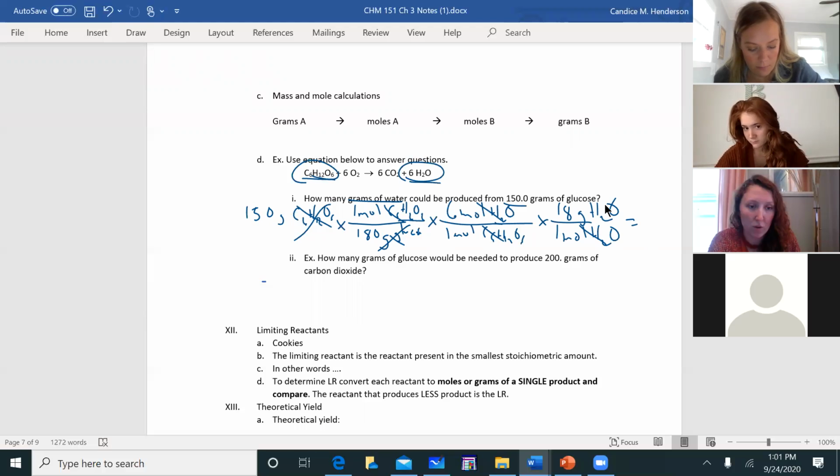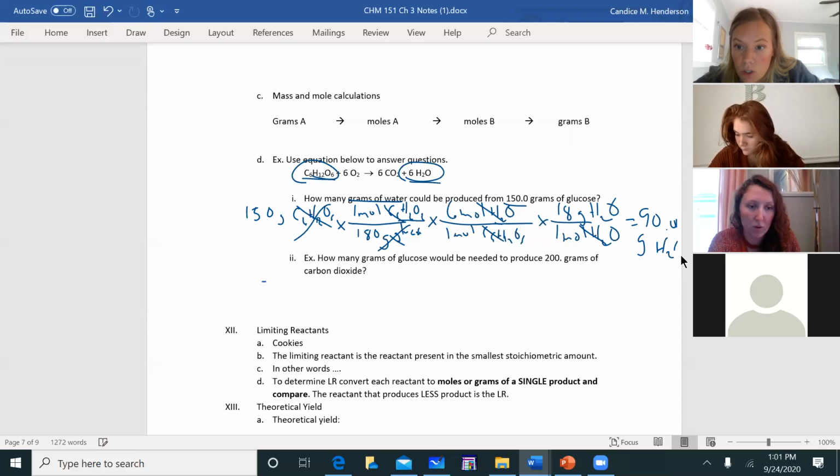I had the work done earlier. Combustion stuff. We get about 90.01 grams of H2O produced.